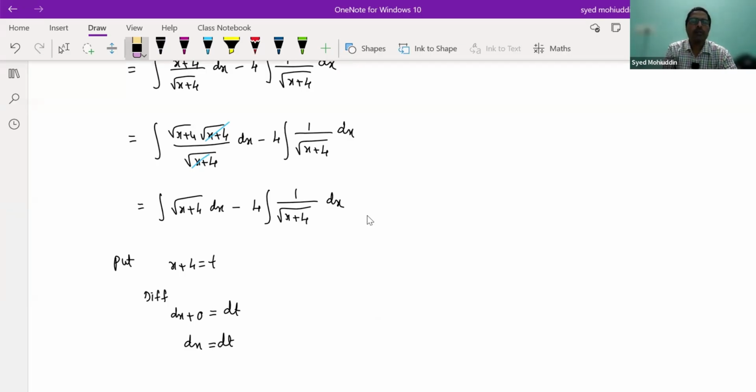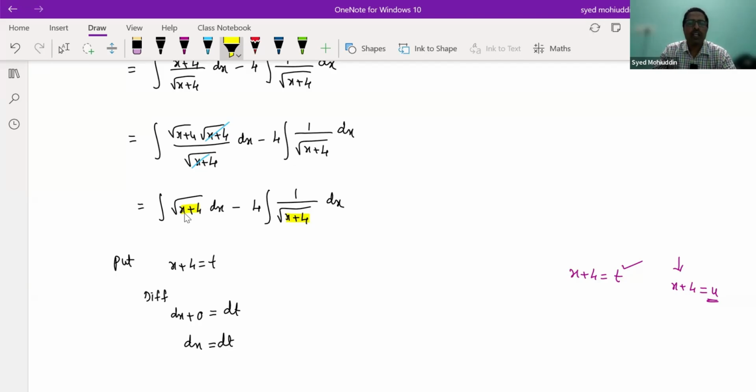You can take some other value if you want, but for x plus 4, we are taking it as t. If you want, you can even take x plus 4 to be equal to u. But since for all the problems we are using t, we'll continue with t itself. If required, we'll try to take some other values. But here, because both the values are the same, x plus 4 and x plus 4, for both the values I can take only one t.